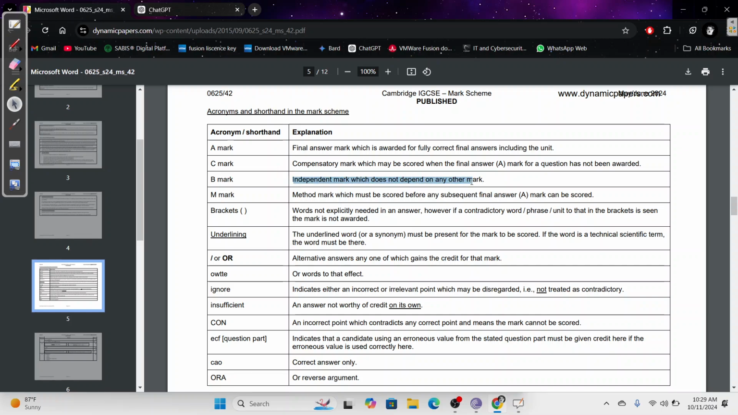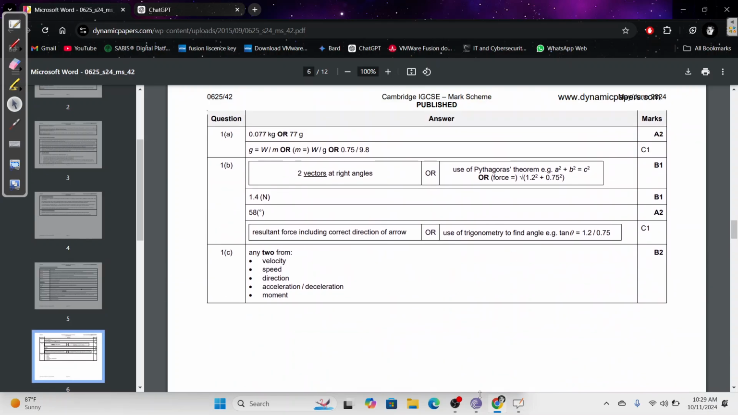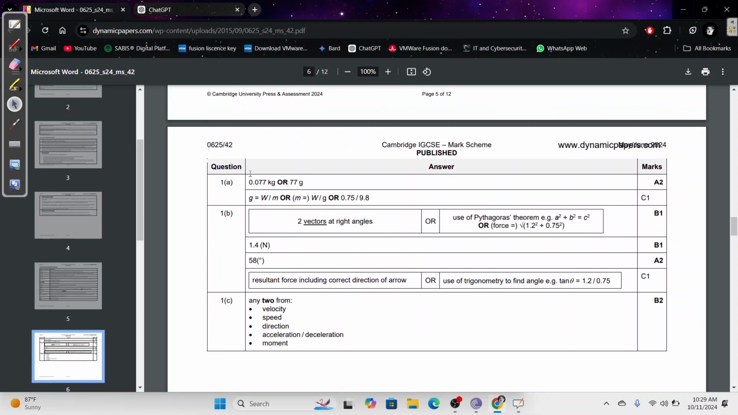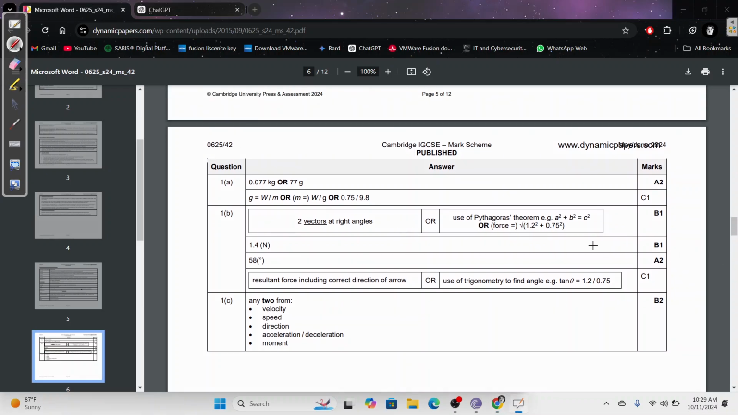Anyways, independent marks, which do not depend on any other marks, are the B marks. So say you got the answer wrong. Say you got this wrong. But you got these two, B1 and B1. The independent mark doesn't depend on an answer. It's generally applied to formulas or definitions.